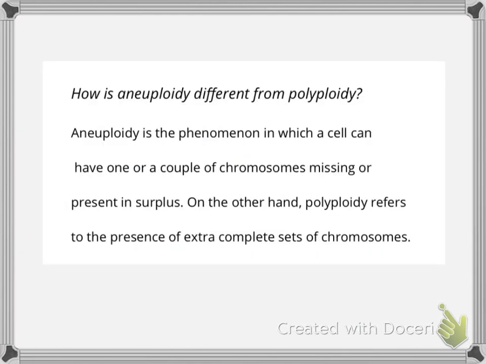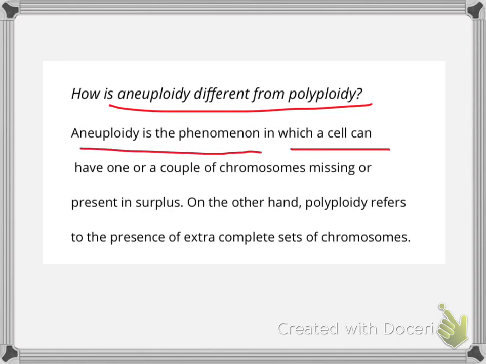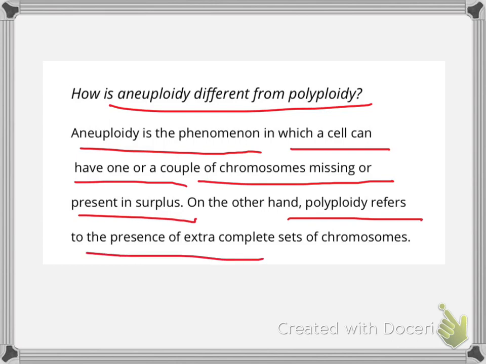So we can discuss the difference between aneuploidy and polyploidy. Aneuploidy is the phenomenon in which a cell can have one or a couple of chromosomes missing or present in surplus. On the other hand, polyploidy refers to the presence of extra complete sets of chromosomes. But in aneuploidy, it is only the number of chromosomes, missing one chromosome or having one extra chromosome. So, this is the difference between aneuploidy and polyploidy.